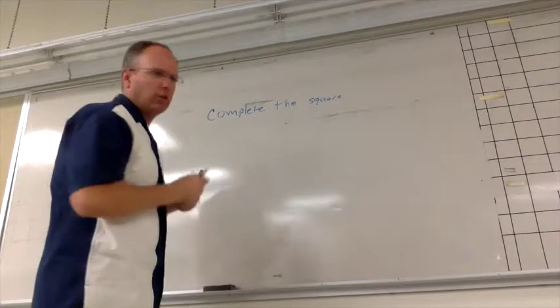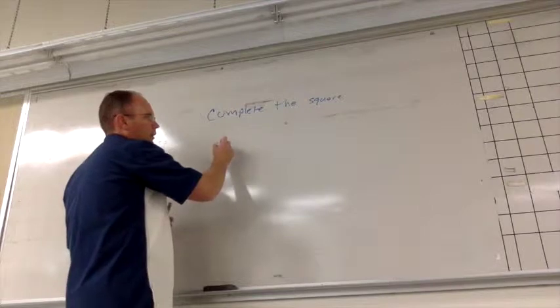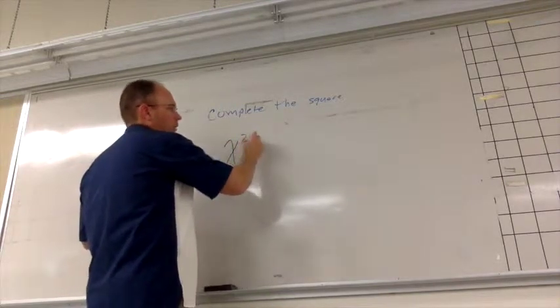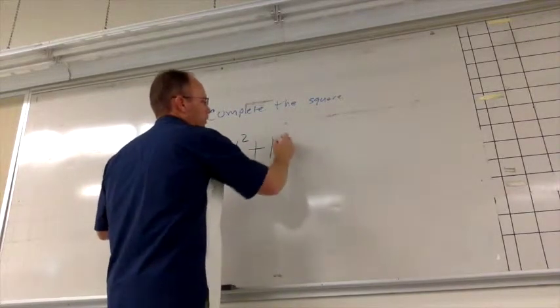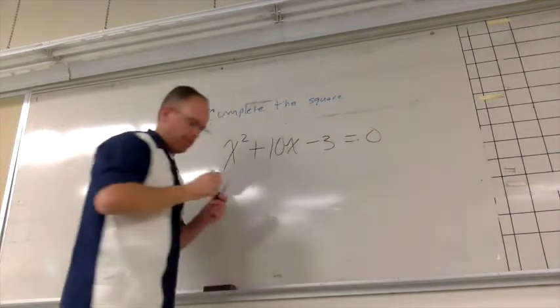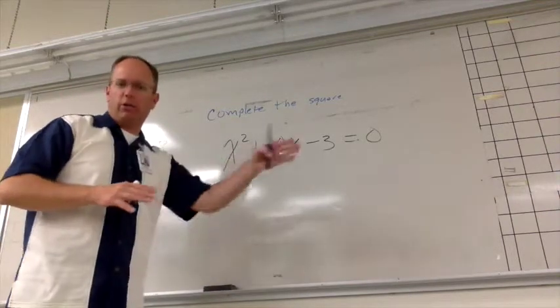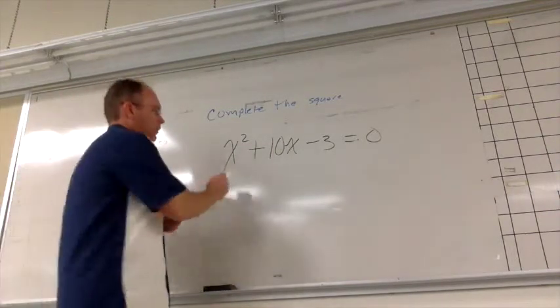Now we might ask you to solve by completing the square. So let's say we had x squared plus 10x minus 3 is equal to 0. Okay, so first thing I want to do is I want to move my constant term over to the other side. So I'm just going to subtract it.